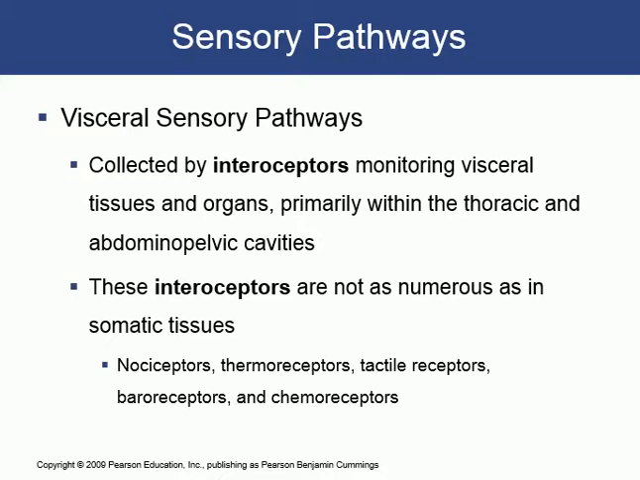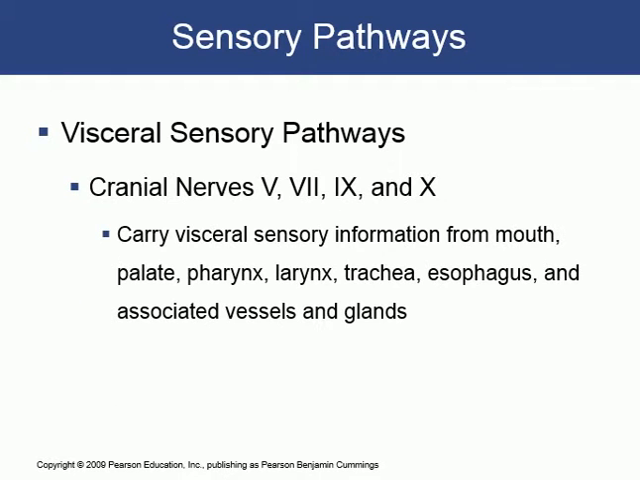So if it's something in your skin, you can tell exactly that it's at this point. This is usually not the case when you come to the viscera, because you don't have that many receptors. And it can be nociceptors, thermoceptors, tactile receptors, baroreceptors, and chemoreceptors. What carries these types? Cranial nerves 5, 7, 9, 10.